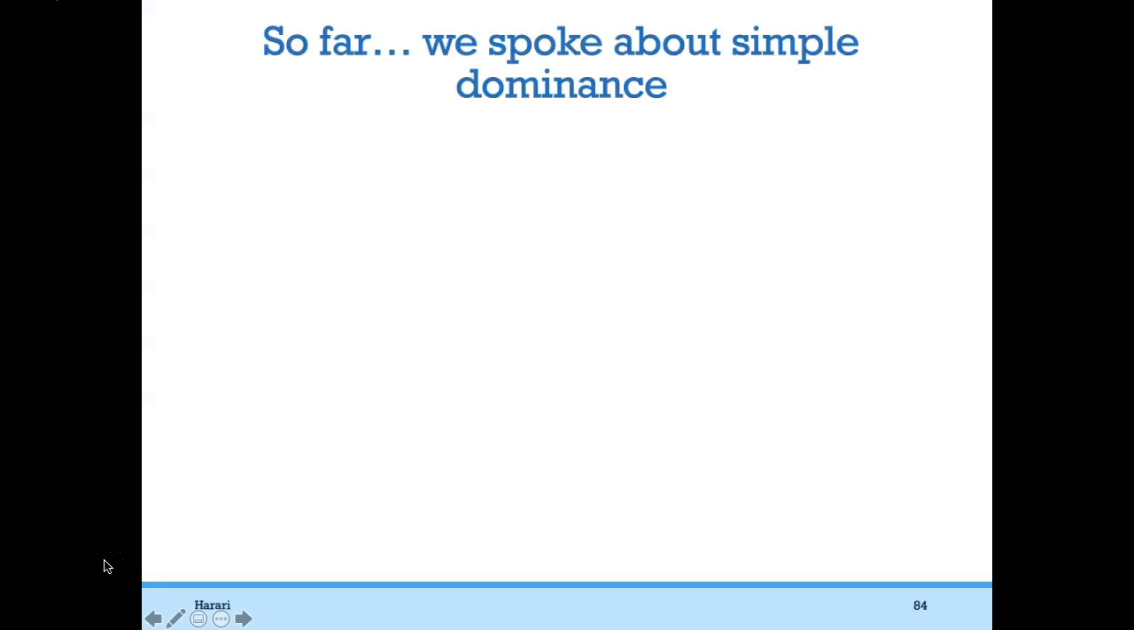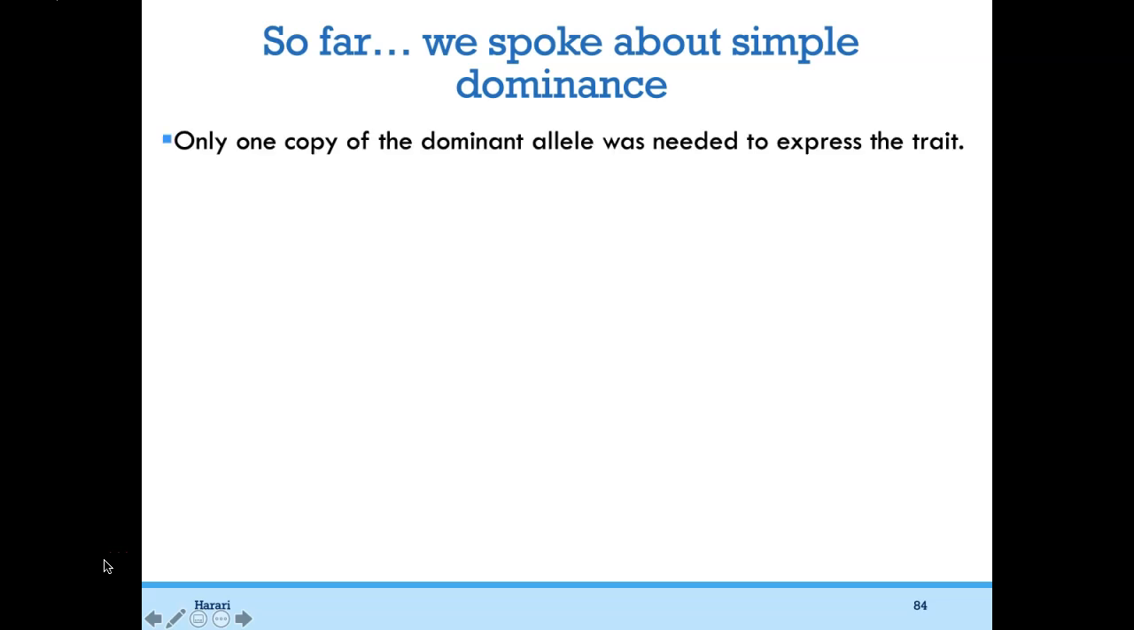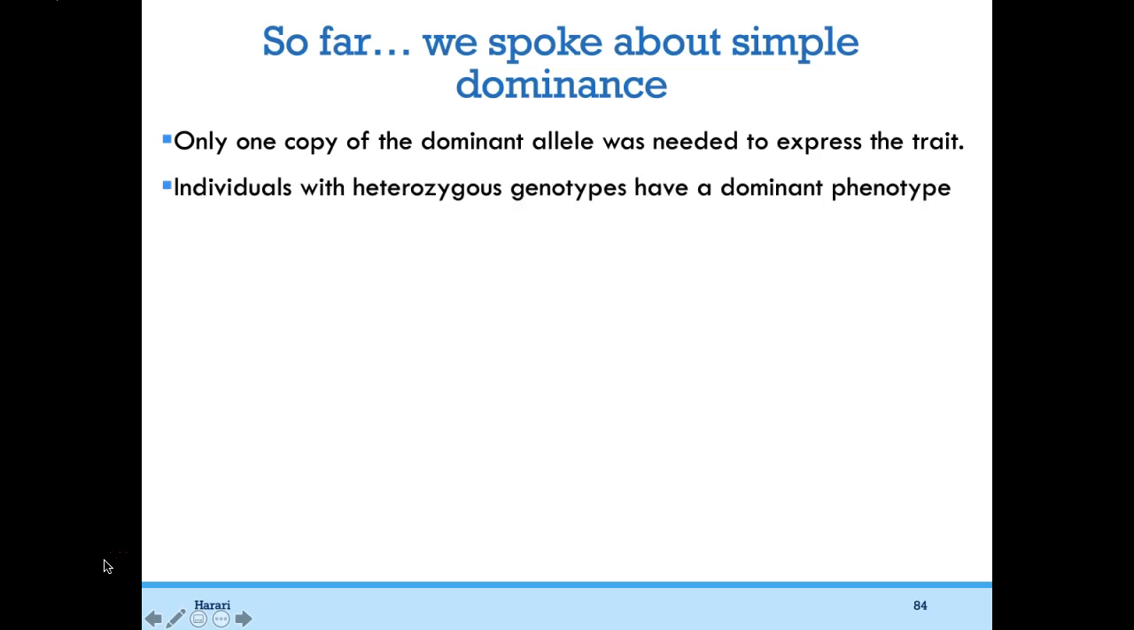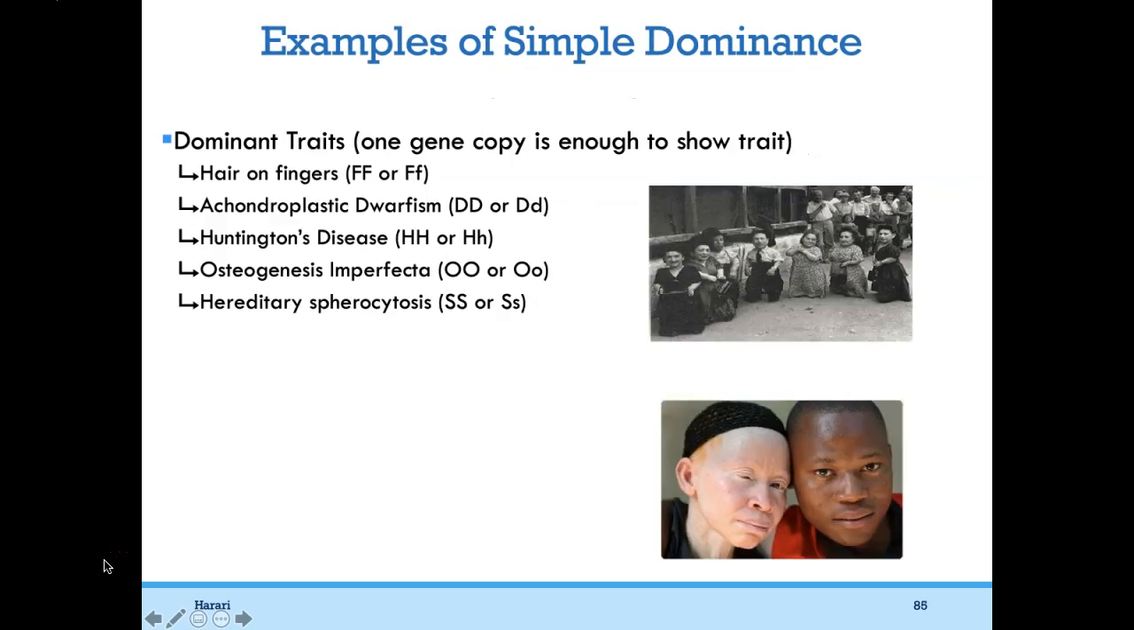So in part 1, we spoke about simple dominance. What simple dominance says is that only one copy of the dominant allele is needed to express the trait. In the case of purple flowers, only one big P allele was enough to have purple flowers. Whether you were big P big P or big P little p doesn't make a difference. You're still purple. Individuals with the heterozygous genotype still had the dominant phenotype.